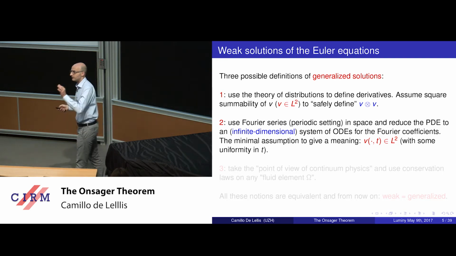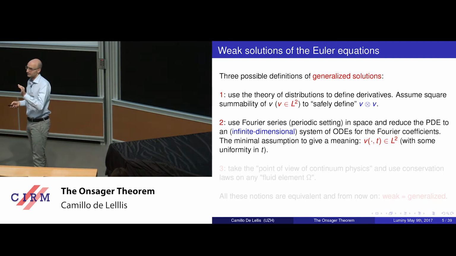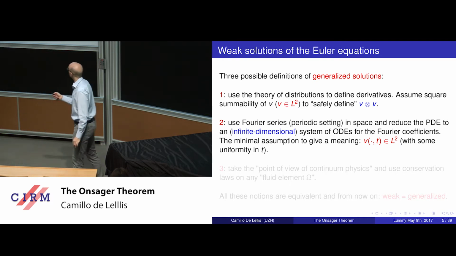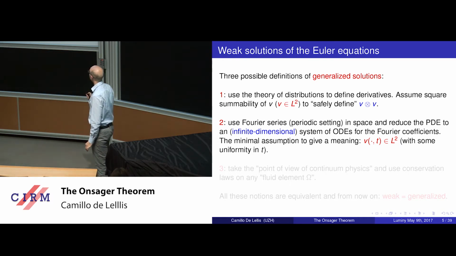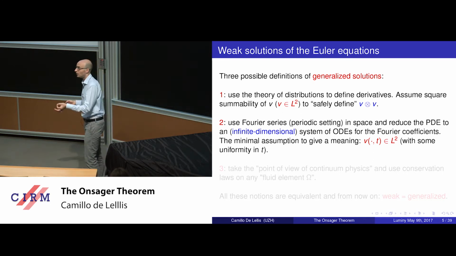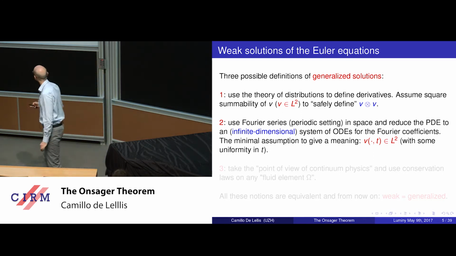Of course, if you're writing this for every single time t, then maybe a more natural assumption is that the space trace of the velocity is in L2 for every time t that you pick.